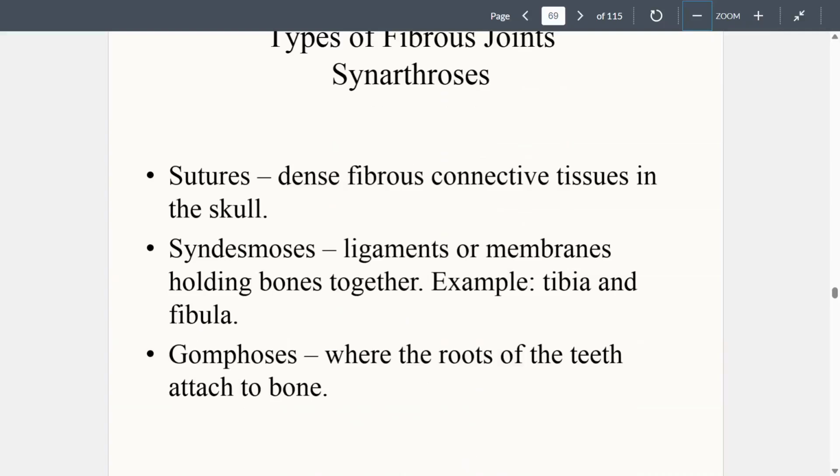Syndesmoses, what are these? Syndesmoses are going to be ligaments or membranes holding the bones together. Tib-fib would be an example of this. And gomphoses is the term that we give to a fibrous joint found where the teeth or tooth roots attach into the jaw, the bone of the jaw.